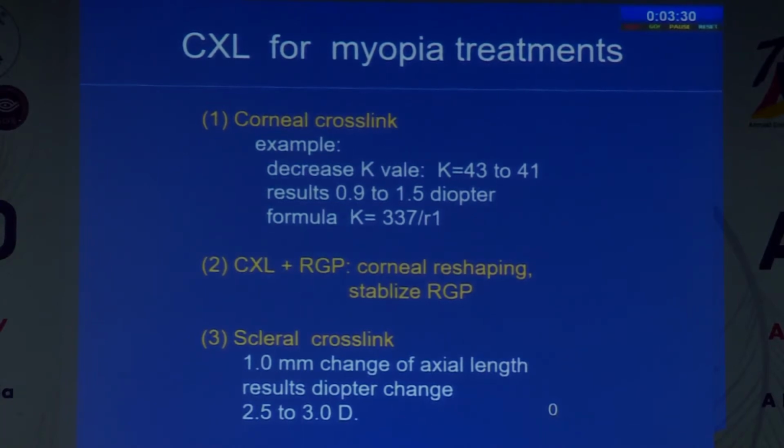A simple formula. Now the OK plus RGP, essentially you can sterilize recipient. Now for this one, I think about 2 or 3 papers have been published. And the simple formula is here. For any 1 millimeter change of the axial length, you get about 2.5 to 3 diopters. So that's pretty good. So using CXL we can somehow suppress the axial length growth, and you can suppress a few diopters.